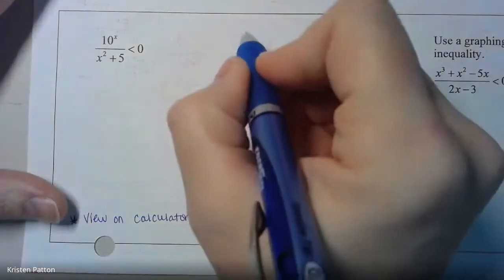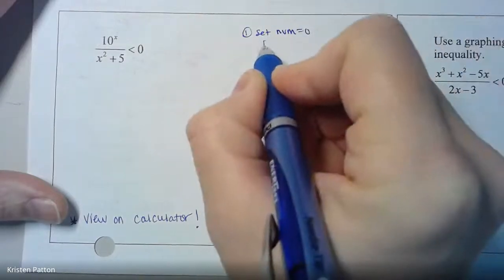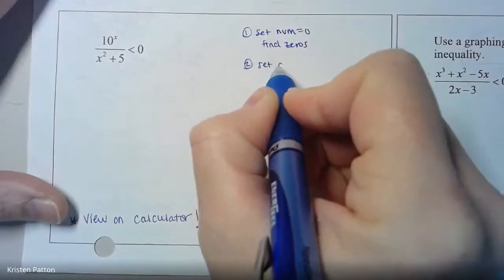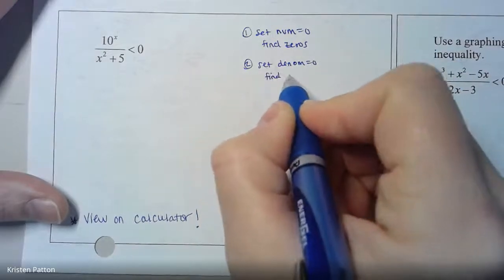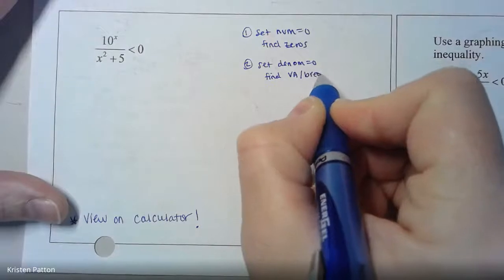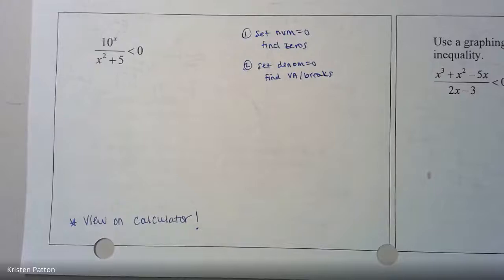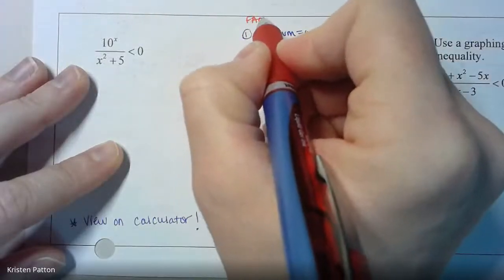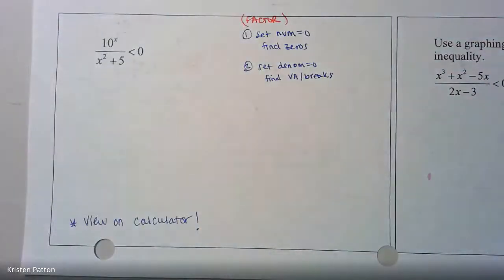I still want to set the numerator equal to 0 to find the zeros. I still want to set the denominator equal to 0 to find any breaks in the graph or vertical asymptotes. Again, I just wrote the same thing down. You don't have to. So we said on the last one, well, let's factor, factor, factor. So maybe that would have been step 0. Factor first so that we can easily look and see those things.